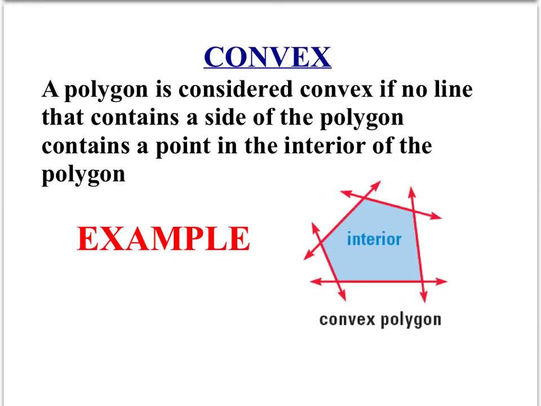So there are two styles of polygons. They are convex and concave polygons. A polygon is considered convex if no line that contains a side of the polygon contains a point in the interior of the polygon. So what you want to do if you want to figure out if a polygon is convex is to extend the sides, and if none of the sides go into the interior of the polygon, then you should be good. It should be convex.